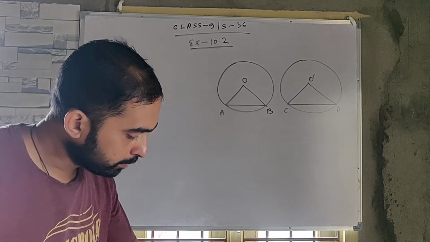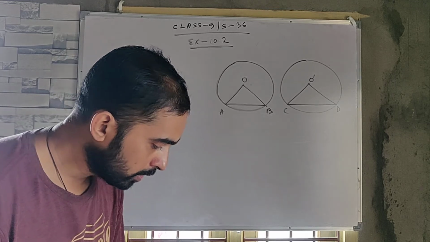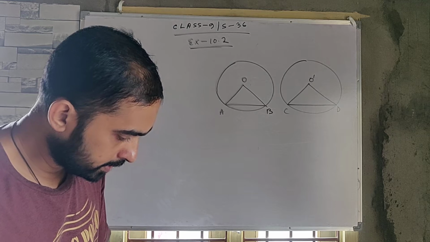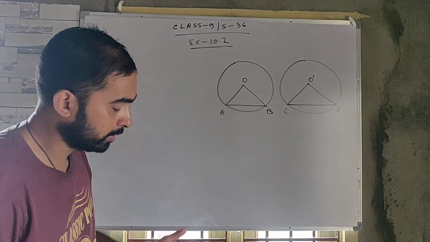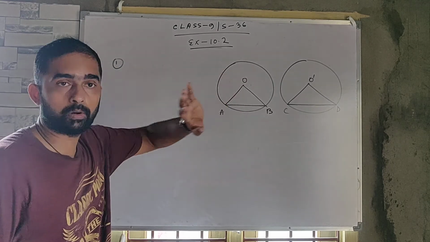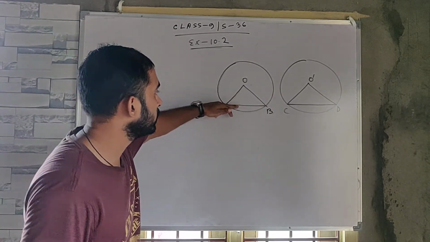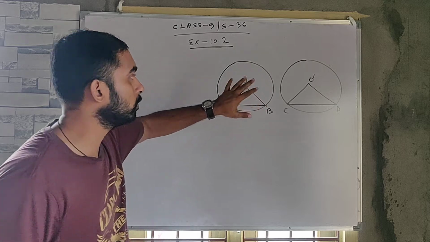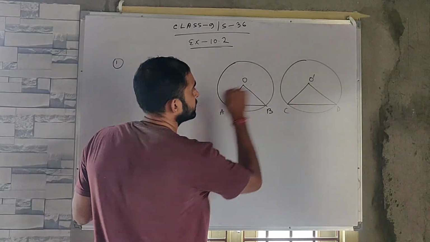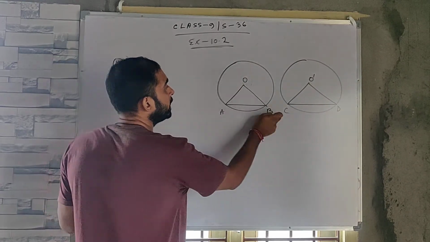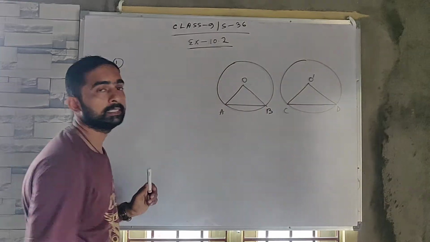So we will prove that equal chords of congruent circles subtend equal angles at the center. Here, these two circles are congruent, and the chords AB and CD are also equal. So we will prove that these two equal chords of two congruent circles subtend equal angles at the center. Means we have to prove that angle AOB is equal to angle CO'D.